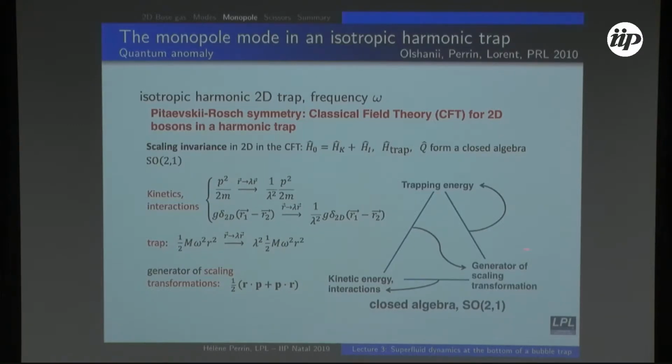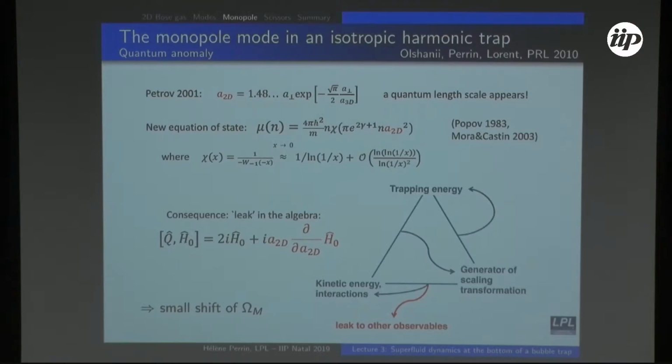When you have the generator of scaling transformation, which is this operator, which when commuted with the trapping energy goes back to trapping energy. Commuted with kinetic energy or interactions, which scale the same, it goes back to kinetic energy and interaction. So this is what it means that there is a scaling symmetry. And if you commute trapping energy and kinetic energy or interactions, you go back to the scaling. So this is closed.